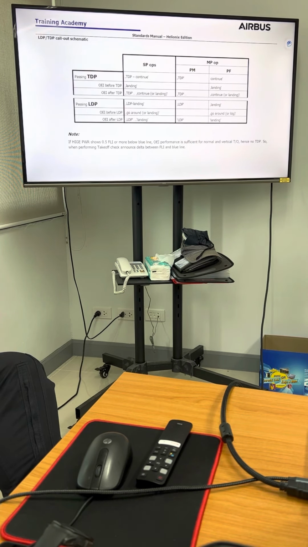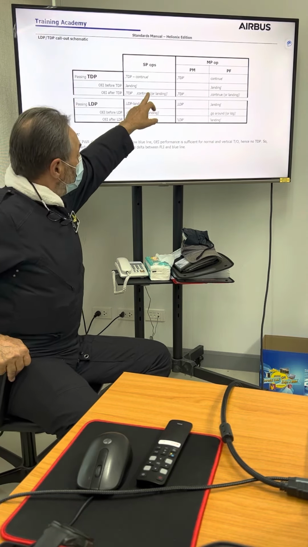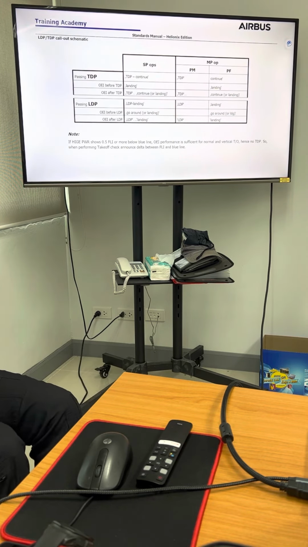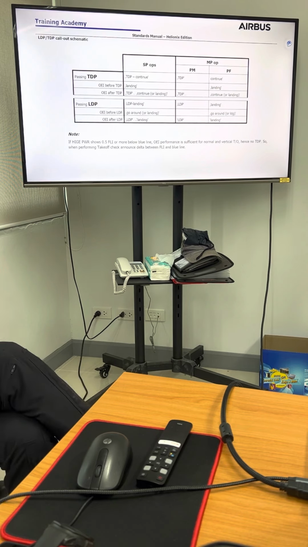So for us, left column, single pilot operational, okay? Passing TDP, TDP continue, OEI before TDP landing, OEI after TDP continue or landing, depends. Passing LDP, LDP landing, OEI before LDP go around or landing, OEI after LDP, LDP landing. Okay? Even this is a mistake because technically after TDP you should not reject. The only time you have the choice is before the landing decision point.